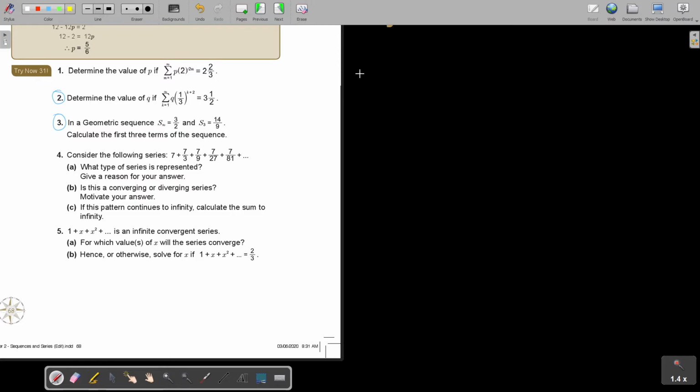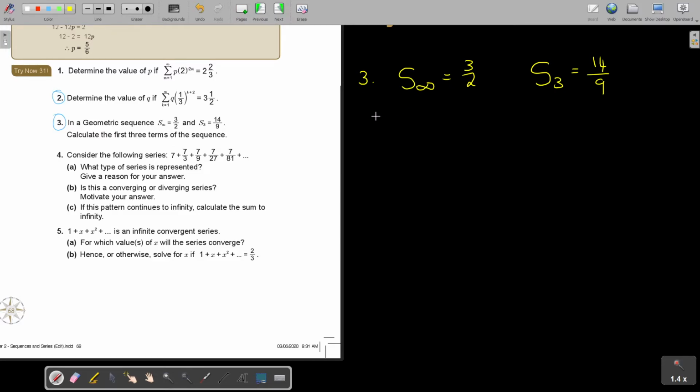Okay, number 3. A geometric series: the sum to infinity is 3 over 2, and this S3 is 14 over 9. And it's a GP. You get this sum to infinity only with GPs. Just a simple statement, but remember that.